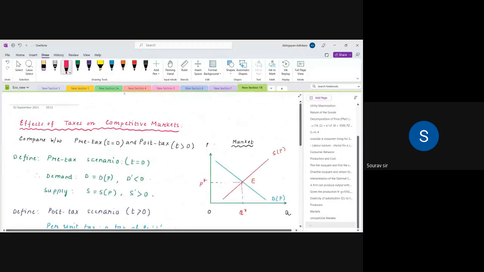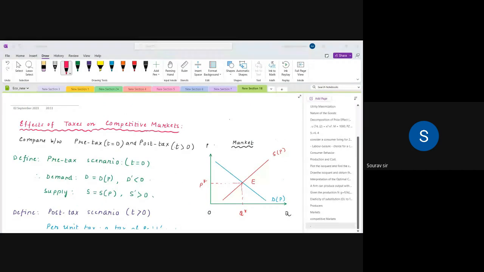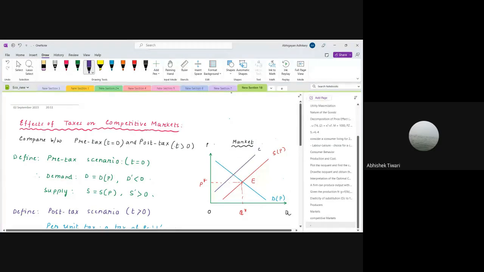S of P is my pre-tax, right? Tax is doing what? It is increasing your cost of production. So that means the post-tax supply function will be pushed to the left. Supply will decrease. Correct? So this is S as a function of P minus T.